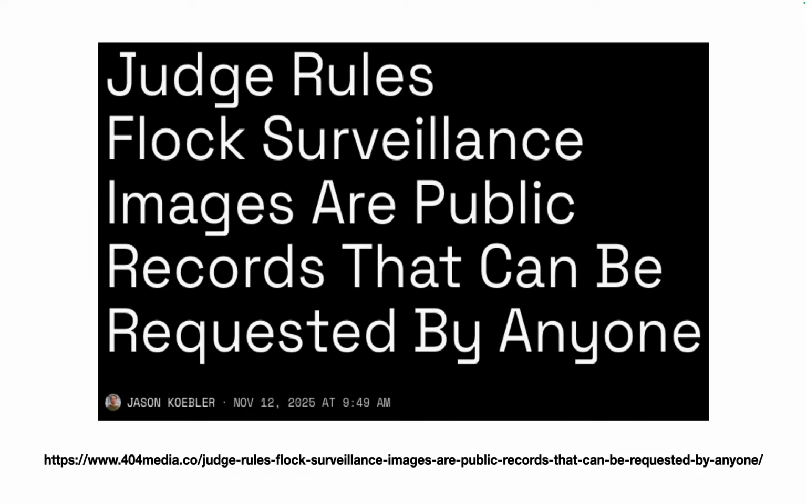But a judge in Washington State has ruled that the images taken by police license plate scanning cameras are public records, and they can be requested as part of a normal public record request. So basically, you can do a FOIA request to find out what's going on there. This was specific to Washington State, but it sets a precedent. It says these images are public records under the Washington State Public Records Act. They are not exempt from disclosure.